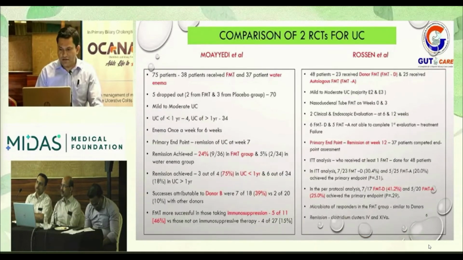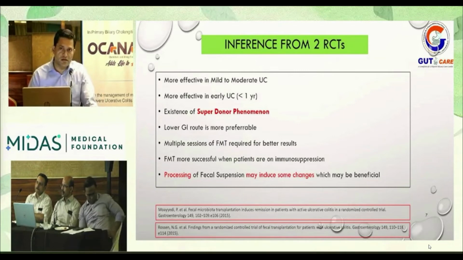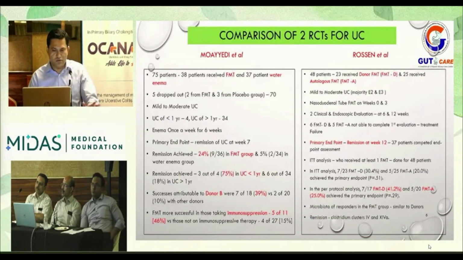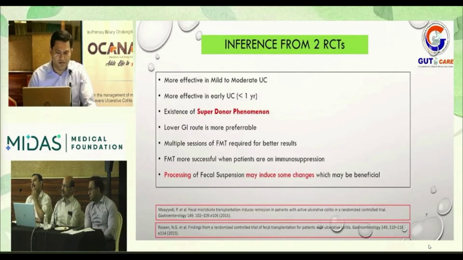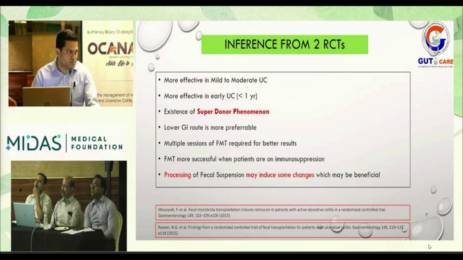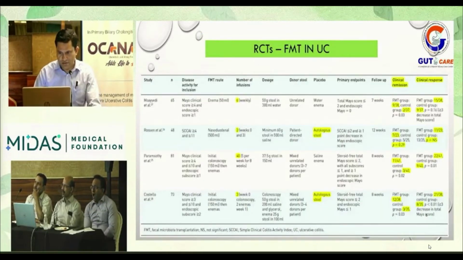If we consider the Rossen et al. study, where autologous FMT was used, still, compared to Moayyedi et al., the results were good even in the control group. So they came to the conclusion that there may be some effect of processing of the fecal suspension that can make changes which may be beneficial to the patient. These are the different RCTs; we have already discussed two.